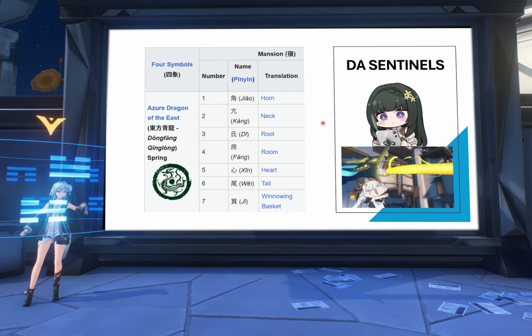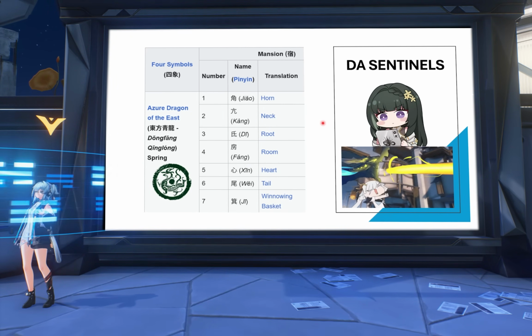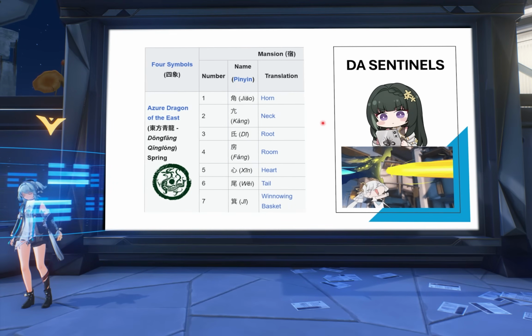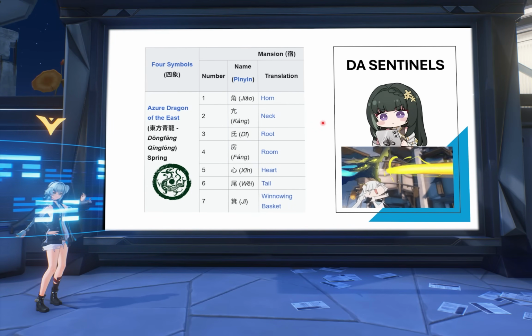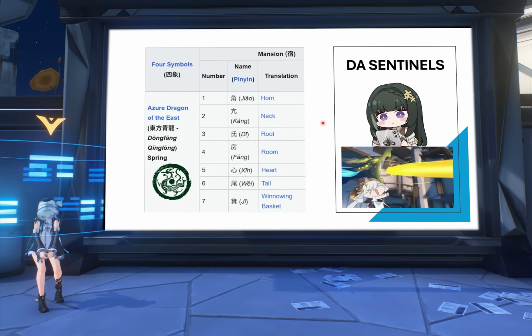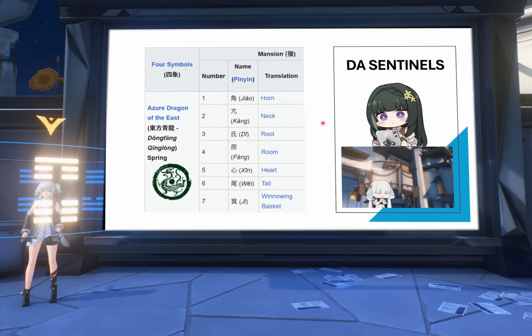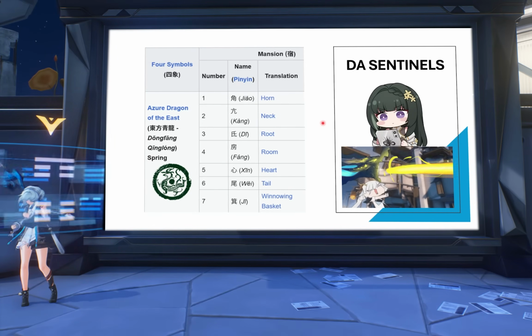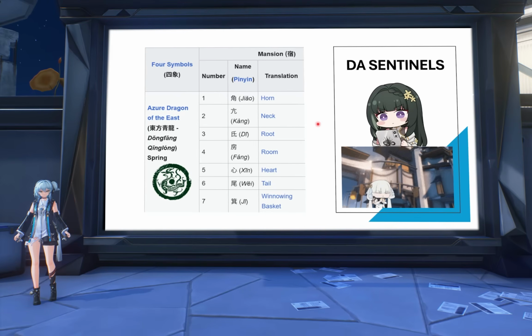So one thing that we need to talk about with Huanglong as well is the Sentinels, because the Sentinels are a very important part of not just Huanglong, but the whole world of Wuthering Waves. Huanglong is very unique among all the other countries because it has 7 Sentinels. And one thing that you may or may not know, I've talked about this quite a lot of times, is that all 7 of the Sentinels are based on the 7 mansions of the Azure Dragon.